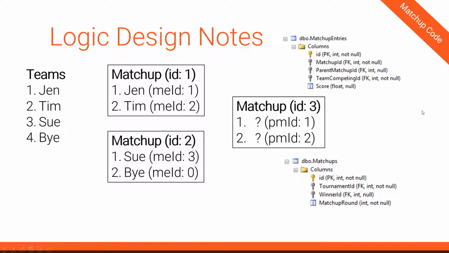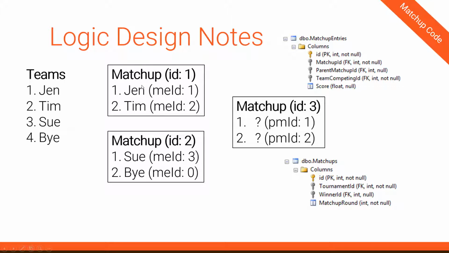We're not going to give it a score. We're not going to assign a team. And it won't have a parent because byes only happen in the first round. So therefore, we're going to leave it as no entry here. And therefore, we only have one team. Therefore, we already know who the winner is.